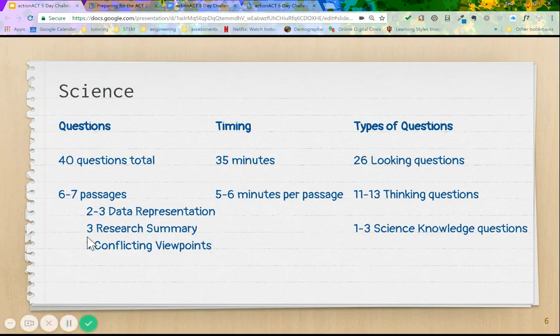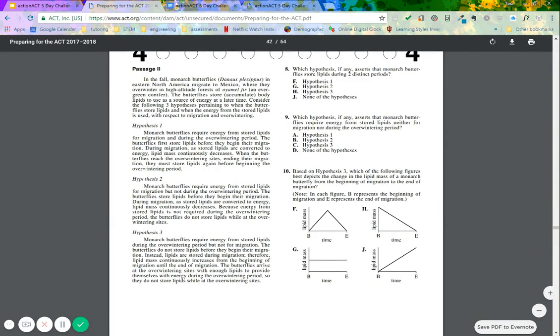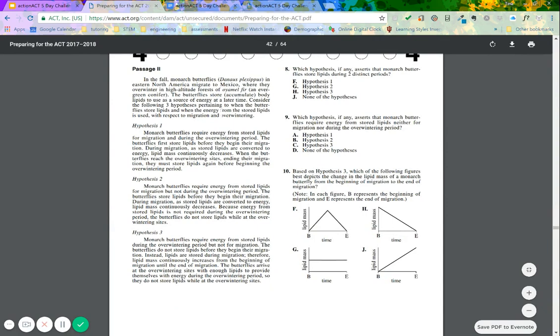And then last, you have the conflicting viewpoints passage. You only have one of those. And I would say this is most students' least favorite passage because it has the most reading. So it'll give you a topic, and then it'll present different viewpoints on it. And this always has 7 questions.